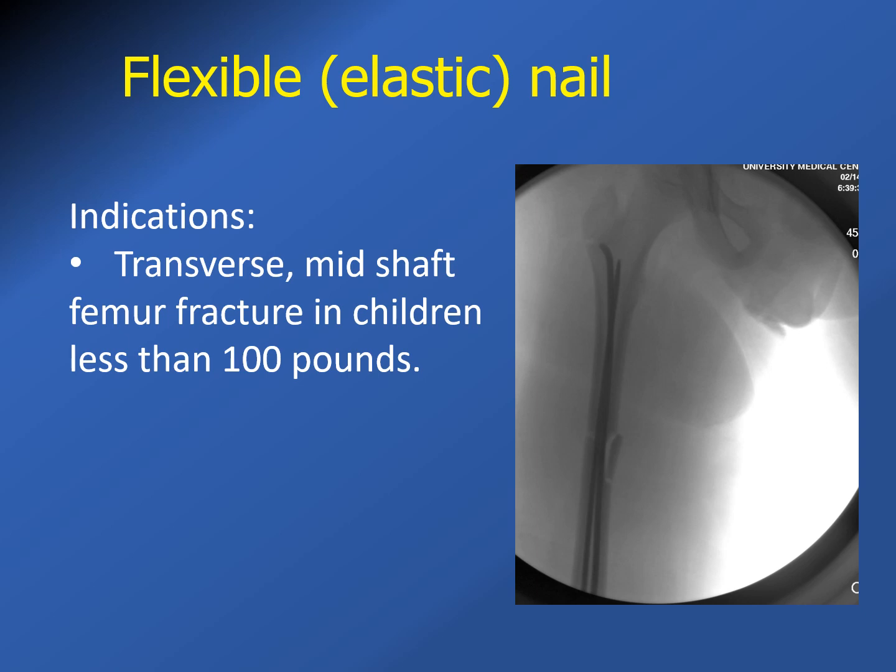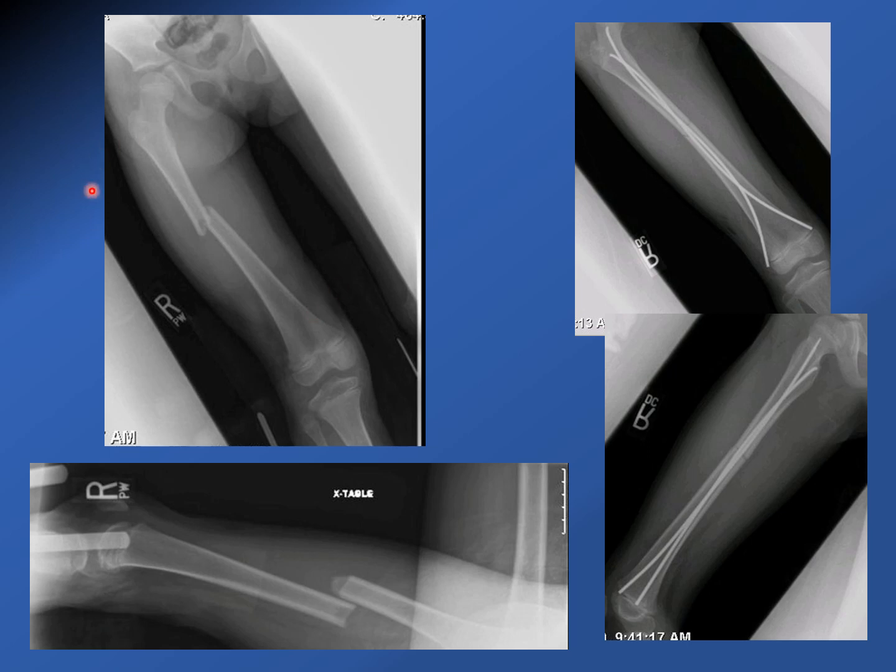So you see here, this is a femur fracture treated with 2 elastic nails. This is another indication here, one of my patients, a right femur fracture, transverse. You can see there is no comminution, and using 2 flexible nails that we put from the knee going up, we can get very good alignment. This is called a flexible nail or elastic nail because it can be bent. It's usually introduced from the lower part of the femur, and the main indication is a transverse mid-shaft femur fracture in a child less than 100 pounds.